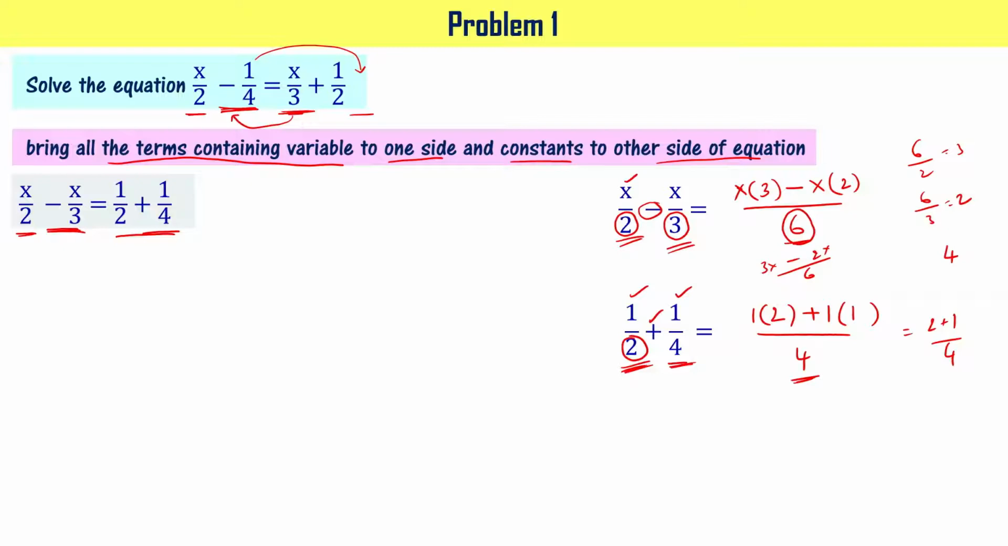Now on LHS side you have 3x minus 2x divided by 6, and RHS side it is 2 plus 1 divided by 4. Let me write that, right? Now you know 3x minus 2x is 1x, so that's why left hand side is going to be x by 6, and this is 2 plus 1 is 3, that's why it is 3 by 4. X by 6 equal to 3 by 4.